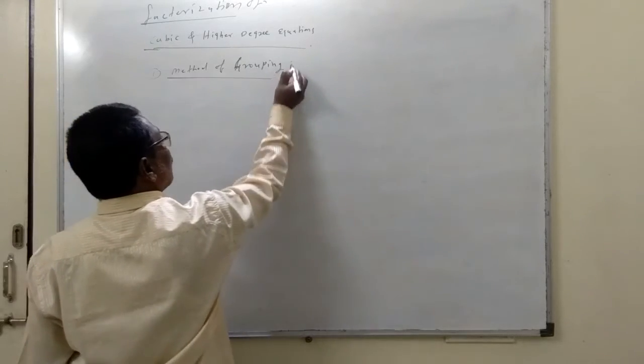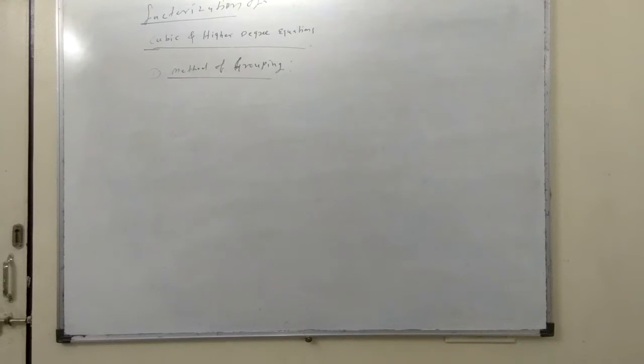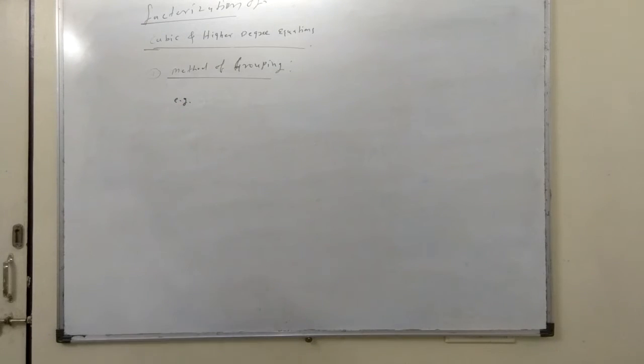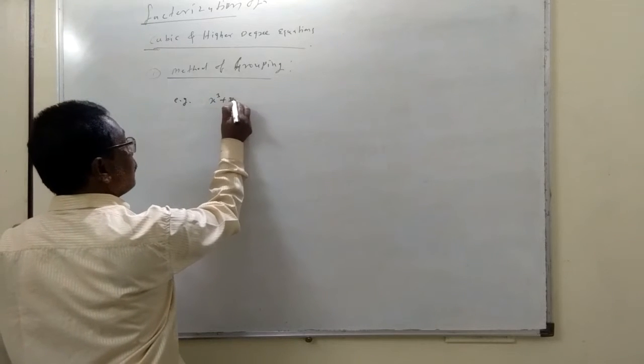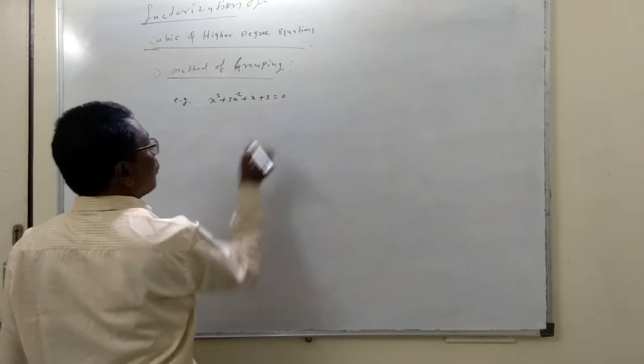When we go to the factorization of cubic and higher degree equations, first of all you should think about the method of grouping, because this method takes less time for factorization. We'll take an example to see how the method of grouping works. Suppose you consider x cubed plus 3x squared plus x plus 3 equal to 0.